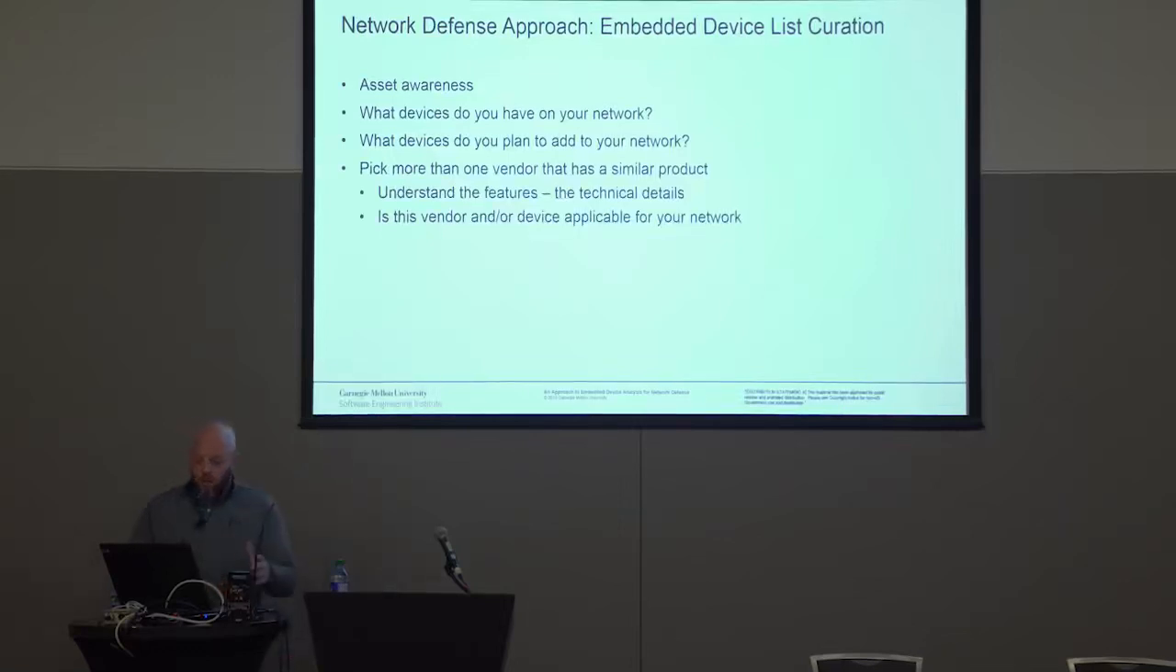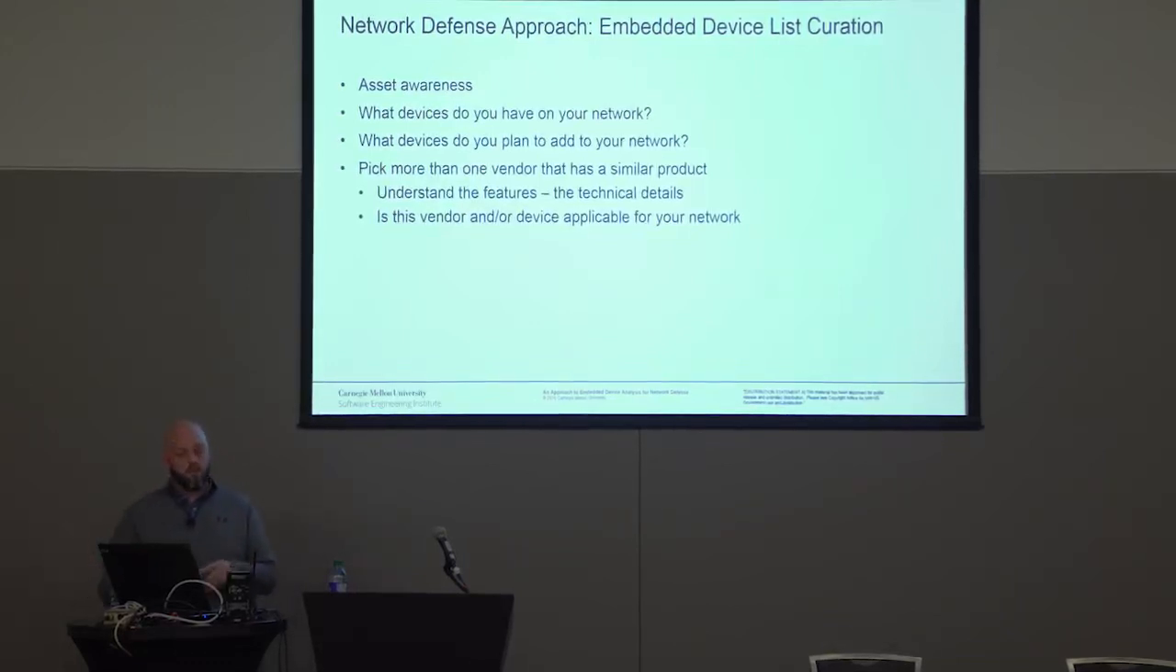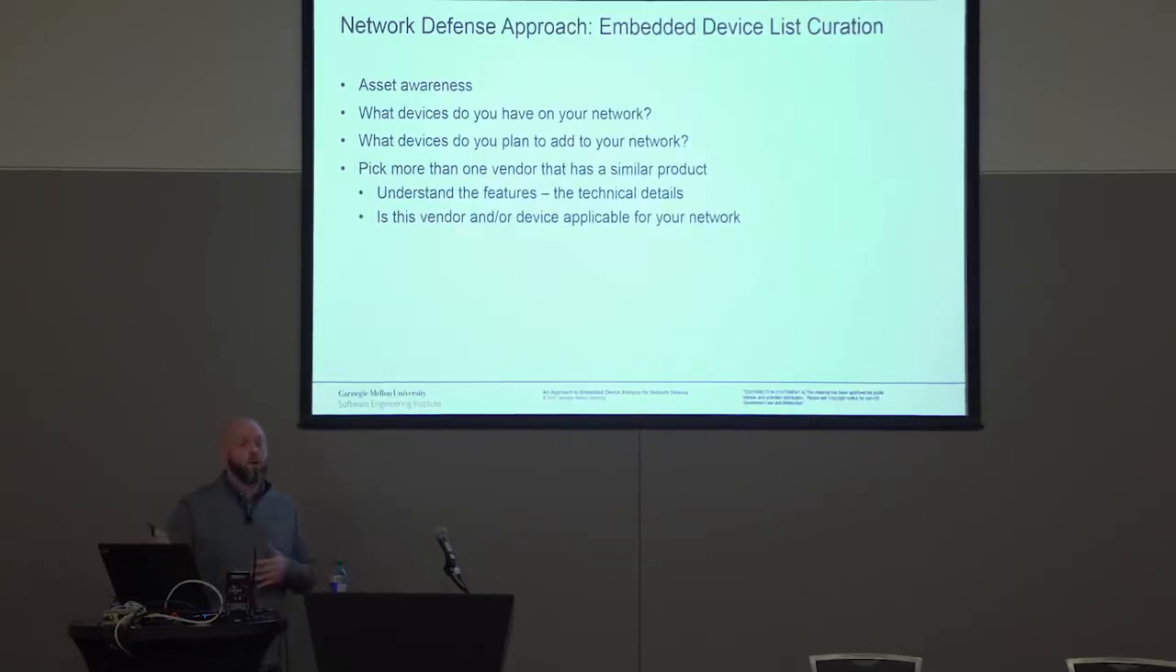So the network defense approach to embedded device list creation, right? Asset awareness: what devices do you have on your network? Are you aware of the devices on your network? You might have different security groups that are testing different devices. Are they testing devices that can get out to the internet? Are they on a closed network? Obviously, what devices do you have on your network, but what devices do you plan to add to your network? Have you actually thought about what you're going to do and how you're going to handle them once they come onto your network?